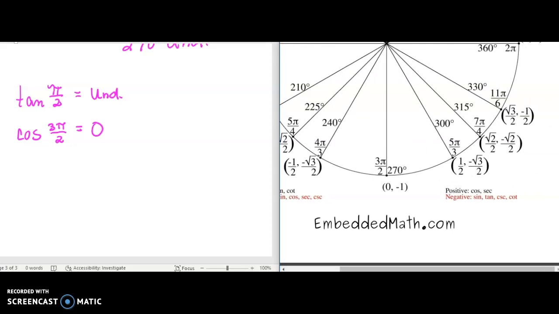If I asked, what is the sine of 7 pi over 4? So 7 pi over 4, we have to find it. It's a 315. And the sine is the y value. Sine is negative square root of 2 over 2.